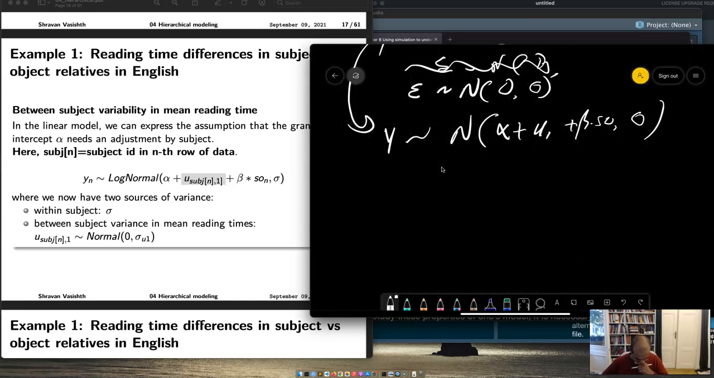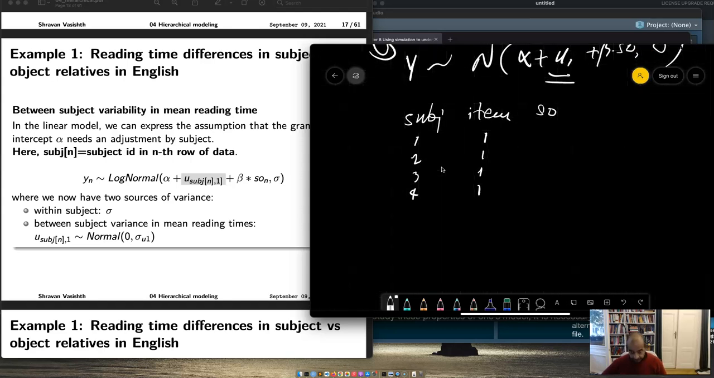One interesting thing is that I need to have a separate ID for each intercept adjustment for each subject, the u sub 1. The way I'll do that is that when I have my data frame, I've got subject, item, SO. Remember my fake data: 1, 2, 3, 4, etc. is my subject ID, and then I have my item ID, let's say 1, 1, 1, 1, and so on. The data continue like this. And I've got, let's say, plus 1 or minus 1 or whatever.